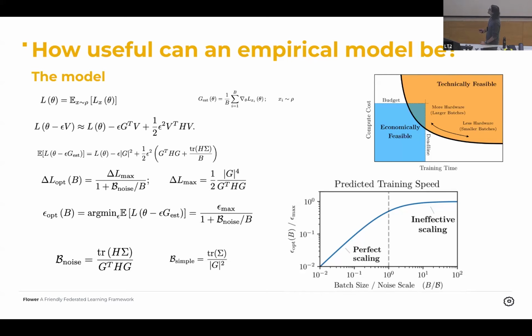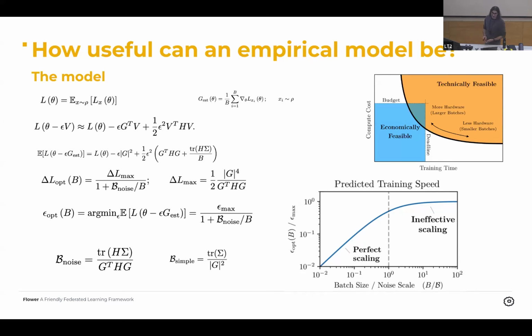Now, this equation up here in the middle can be minimized for this epsilon value. This optimal epsilon can be obtained in this way, and this is the final formula after the derivation. Notably, two quantities appear. One is the batch size, this small b, and another one is this B noise, with a different font for b. Now, what is B noise and what is the batch size?